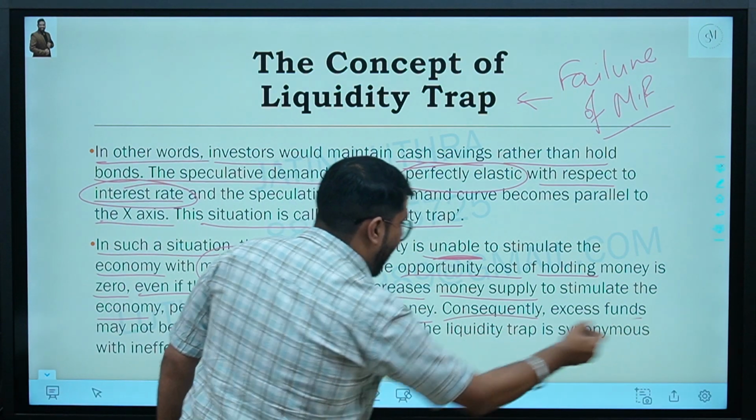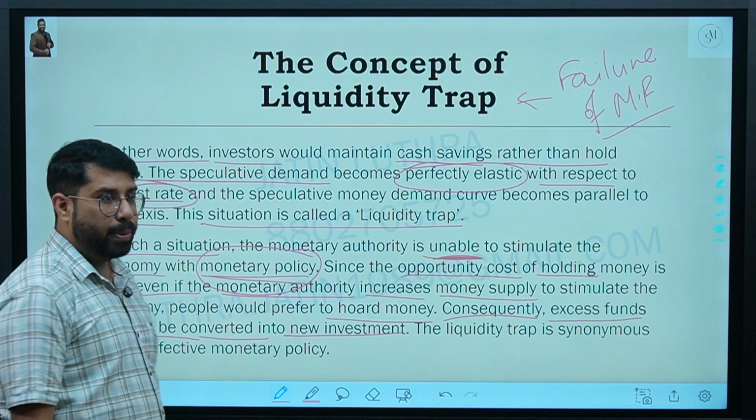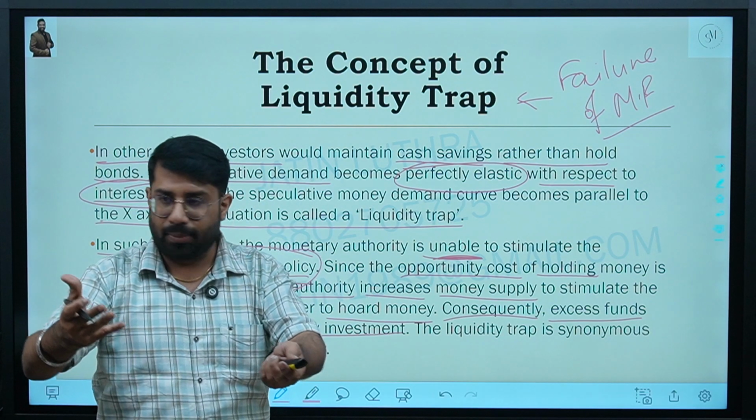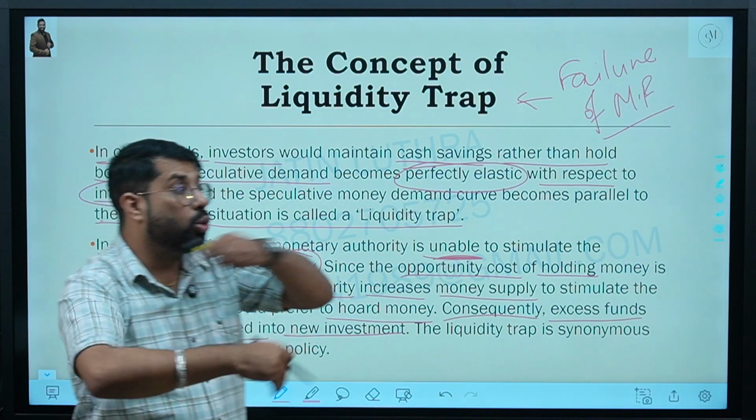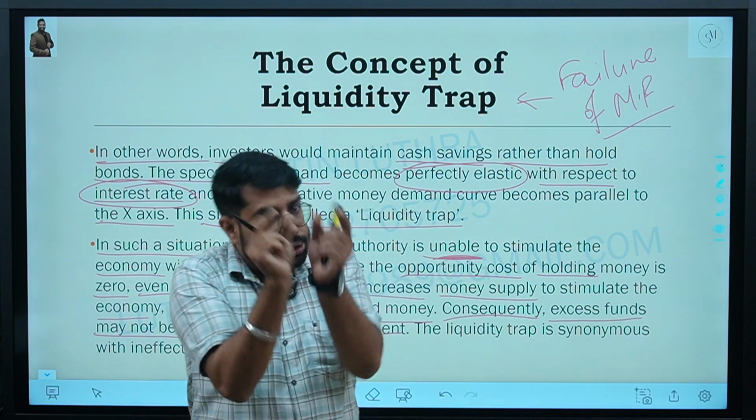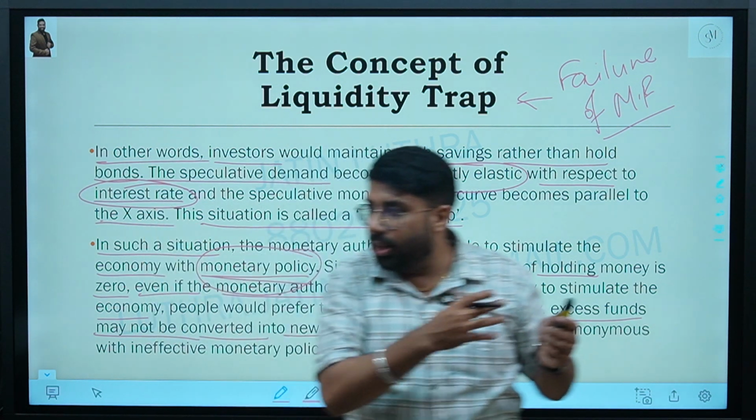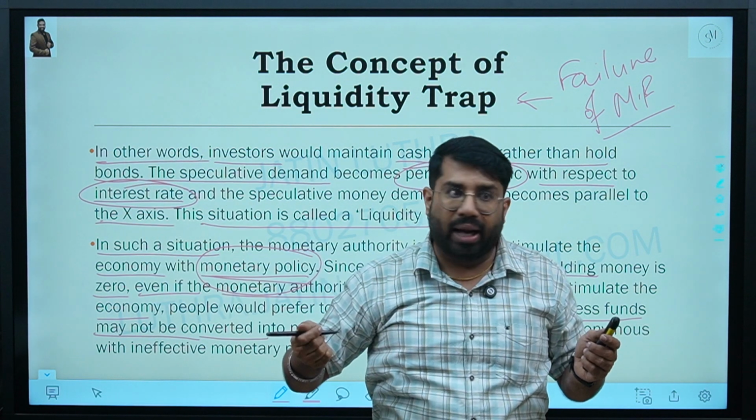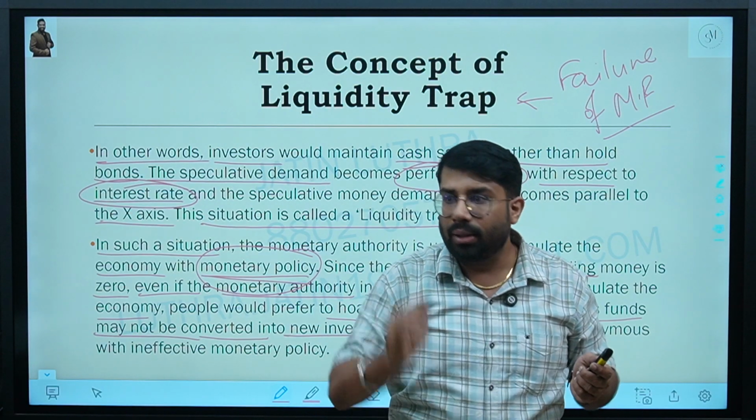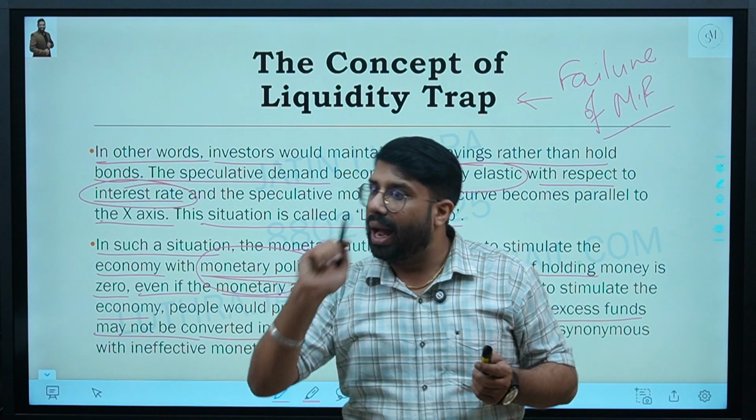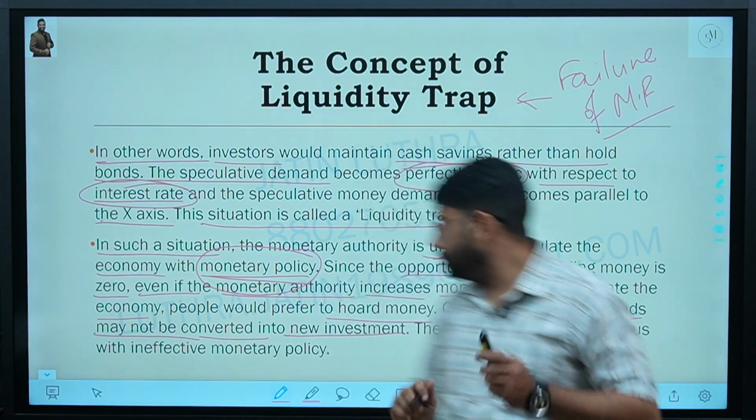Consequently, excess funds may not be converted into new investment. It means whatever new funds the government has put in the market will not be converted into good investment. Why? For some time they might be turned into investment, but to keep it going we need constant money supply, and that is not happening. It means if the government puts in the money supply, that will be a waste of money and time. Yes or no?